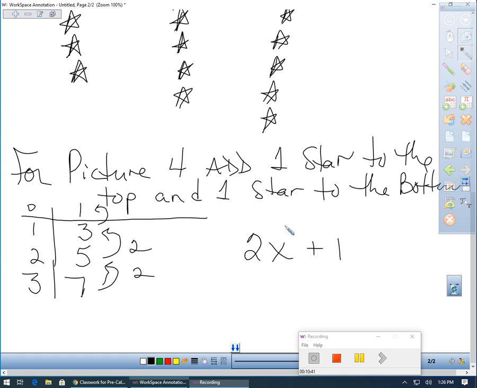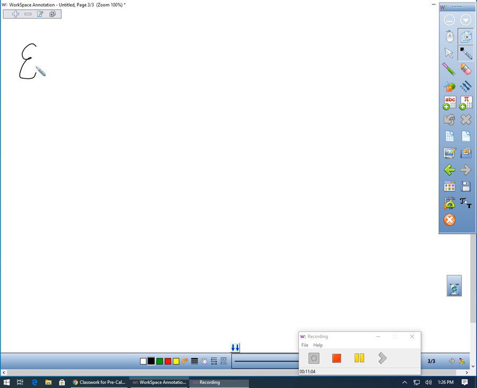Now, what do we need that expression for? What if I wanted to know how many stars are in the 10th picture? What would I do? Yeah, perfect. You'd put 10 in for x. Seem pretty easy? Doing okay? All right, let's do one more like this. Example number 2. Example 2.